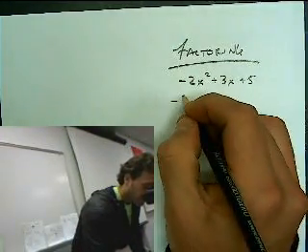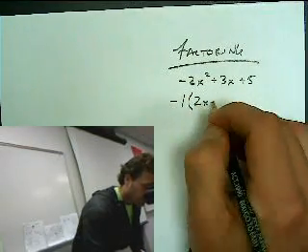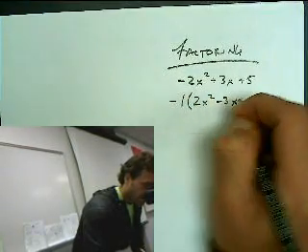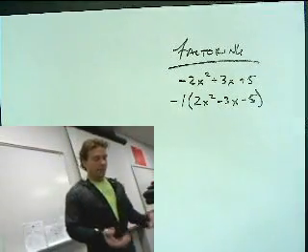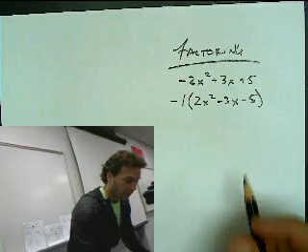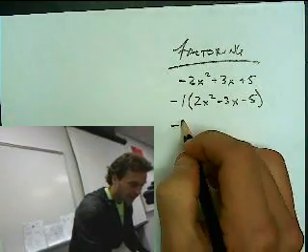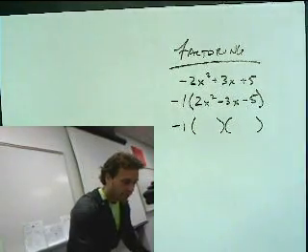When we do that, it changes the problem slightly, and we end up with 2x squared minus 3x minus 5. When you factor out a negative 1, it's just like dividing by negative 1, so you divide each term by negative 1, and that's the new box that we're going to build from here. So our final answer is going to have a negative 1 in the front with two parentheses. Now we need to find what those two parentheses are.